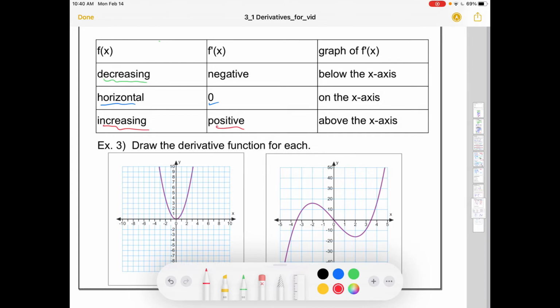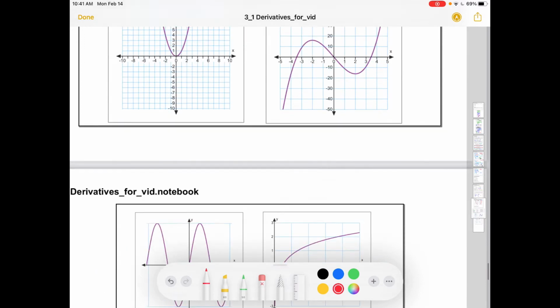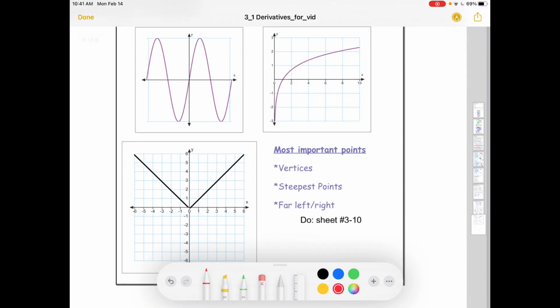We're going to draw 5 more derivatives, but we're probably going to do it with less work than we did on that first one. And we're really going to zero in on these most important points. We care about vertices. If they're smooth, then slope of 0 at those points. We're going to look for steepest points, especially between vertices or turning points. And we want to know what happens to the far left and the far right.